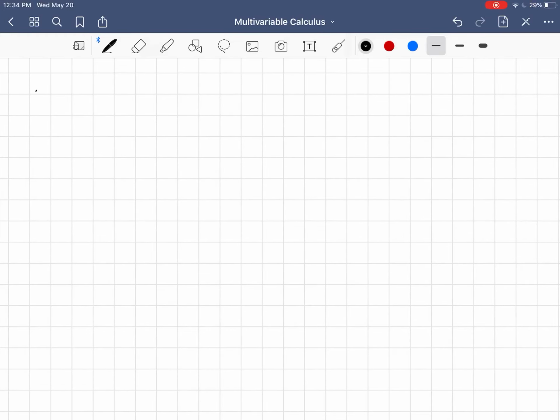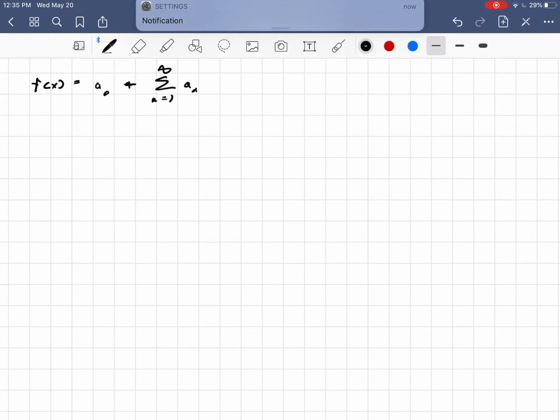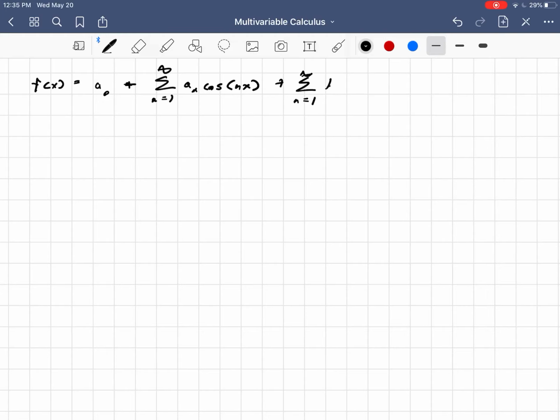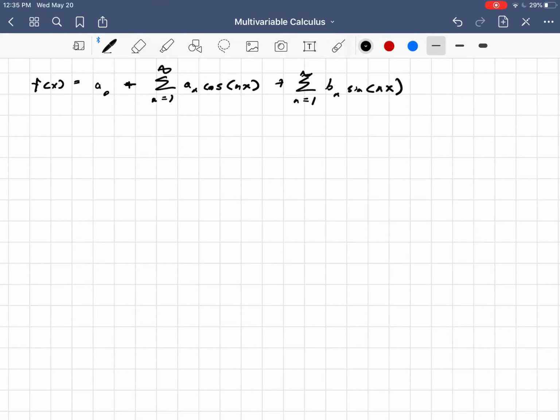So remember that in the last video, the real version of the Fourier series was given by f of x equal to a naught, plus sigma n equals 1 to infinity of a n cosine of nx, plus sigma n equals 1 to infinity of b n sine of nx. And this was the real valued Fourier series we did in the last video, and we spent our time finding what the formulas are for a naught, for a n, and for b n. Now we're going to go complex.